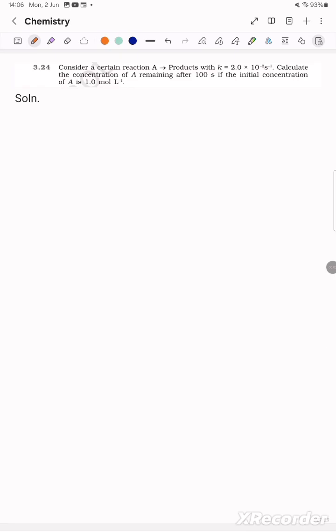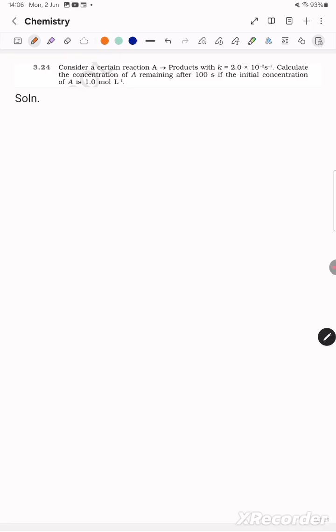So next question is: consider a certain reaction A forming product with K 2 multiplied by 10 to the power minus 2 per second. Calculate the concentration of A remaining after 100 seconds, if the initial concentration of A is 1 mole per liter. So from the question, since per second is there, it implies the reaction is a first order reaction.